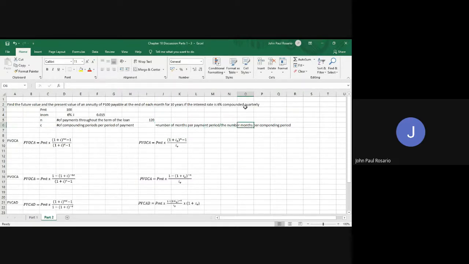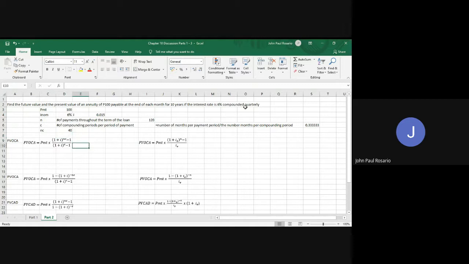Now here, where C is less than 1, the number of months per payment period is 1 month, while the number of months per compounding period is 3 months, because 1 quarter is equal to 3 months. That's why our C here is 1/3, or 0.33333. So our NC now becomes n times C, so that's 120 multiplied by 1/3. So our NC here is 40.